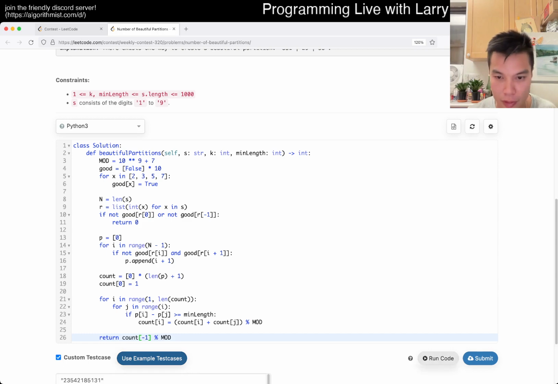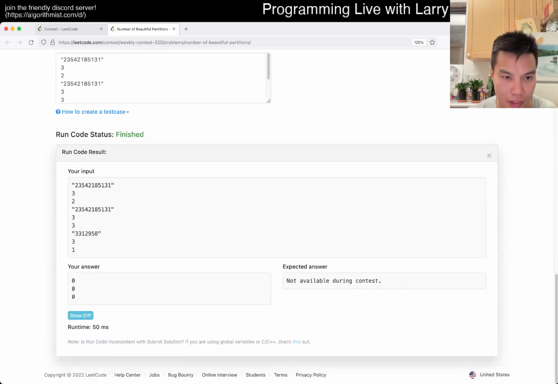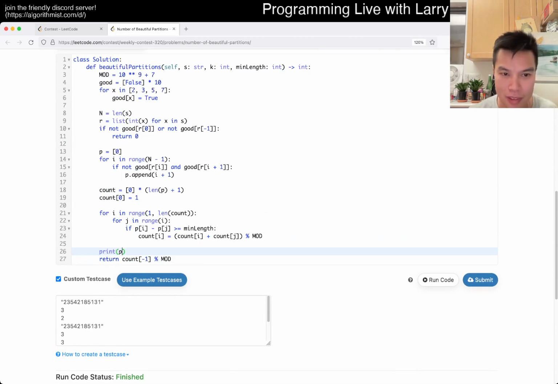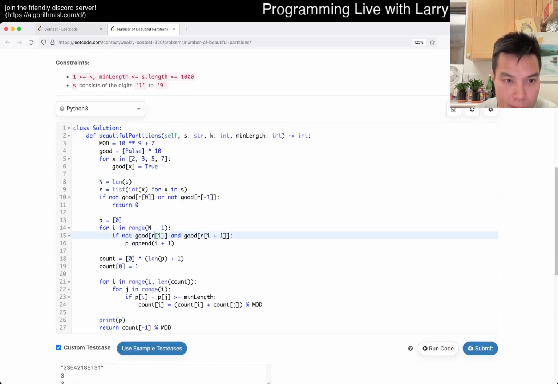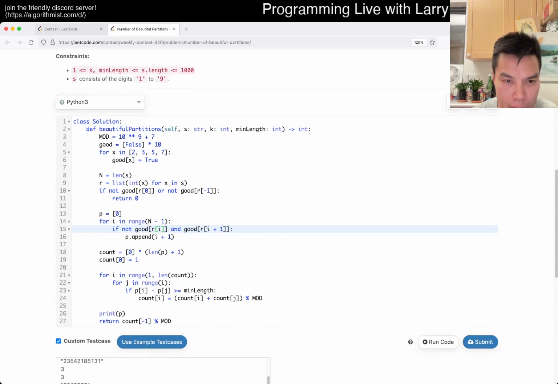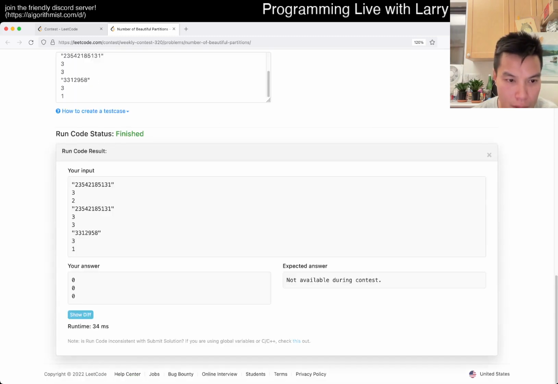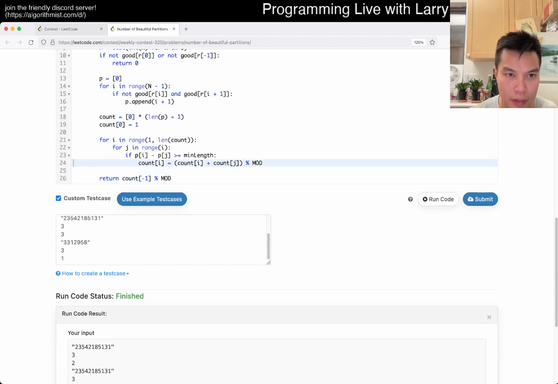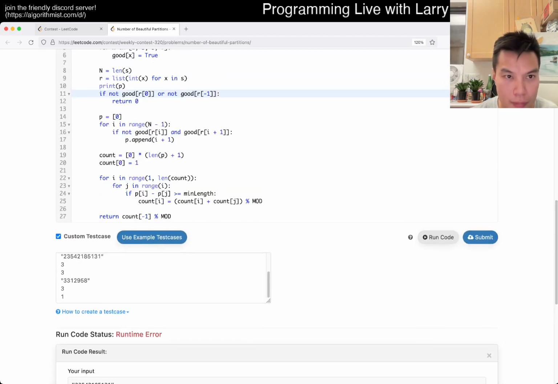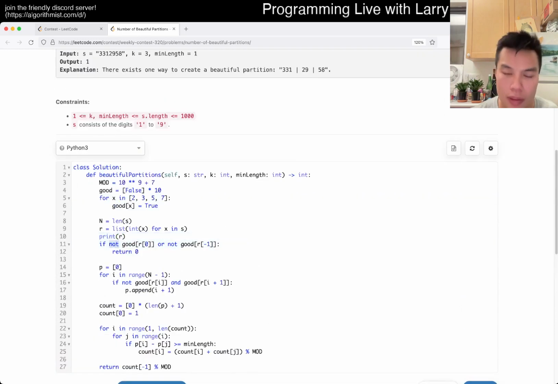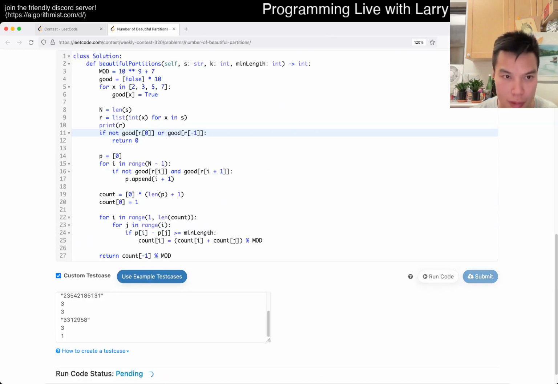Do they have a big case, or do they just not? 311 is so terrible, but I got it wrong anyway. Did I mess this up? Why is this not printing anything? Maybe it terminated early? Oh, this is wrong. If not good, and if this is a prime at the end, then it doesn't fit.